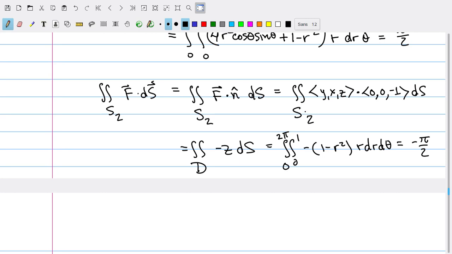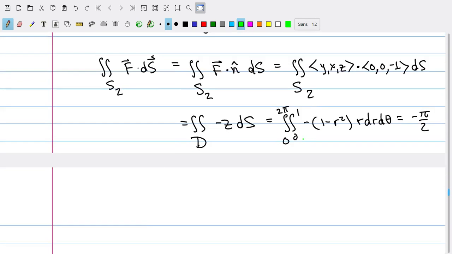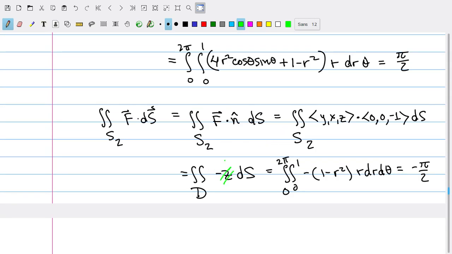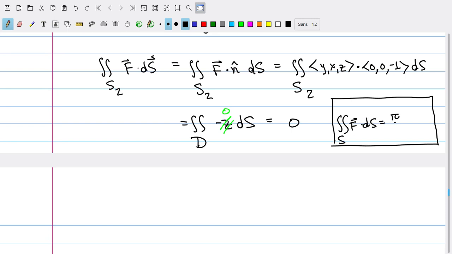Oh, hold on a second. I've completely messed this up, haven't I? So on that bottom surface, I'm in the xy plane. So on the bottom surface, z is not equal to 1 minus x squared minus y squared. On the bottom surface, z is equal to 0. So what I'm actually doing here is a very easy integral. It's just the integral over 0 of 0 over that bottom surface. So all told here, I just get 0. So my total surface integral then is just obtained by adding those two things together. And it's just going to be pi over 2 plus 0, which of course is just pi over 2.